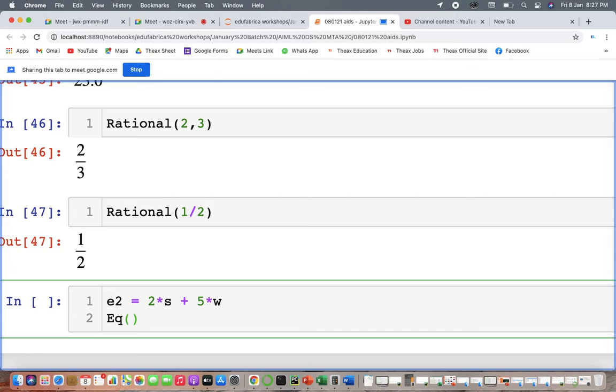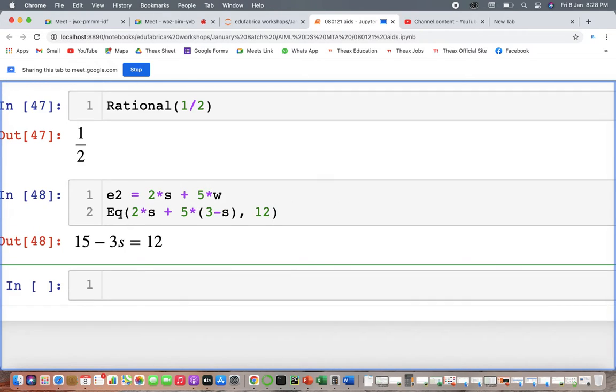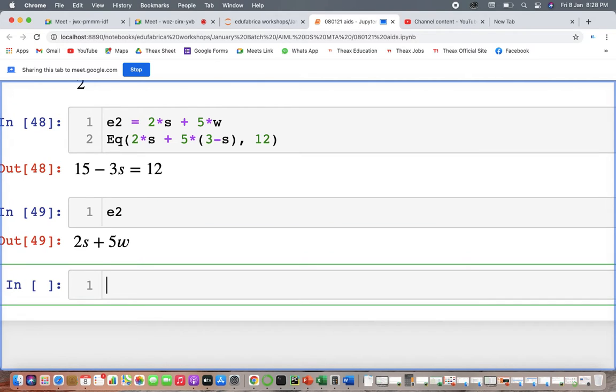Now, there is an equation which states that 2s plus 5, and you would take it like 3 minus s, is equal to 12. Now 15 minus 3s is equal to 12 is the equation, and the value has been given to you, that is E2, that says 2s plus 5w. So can you interpret something from here? X and Y values we want. Can you print the X and Y values from here?